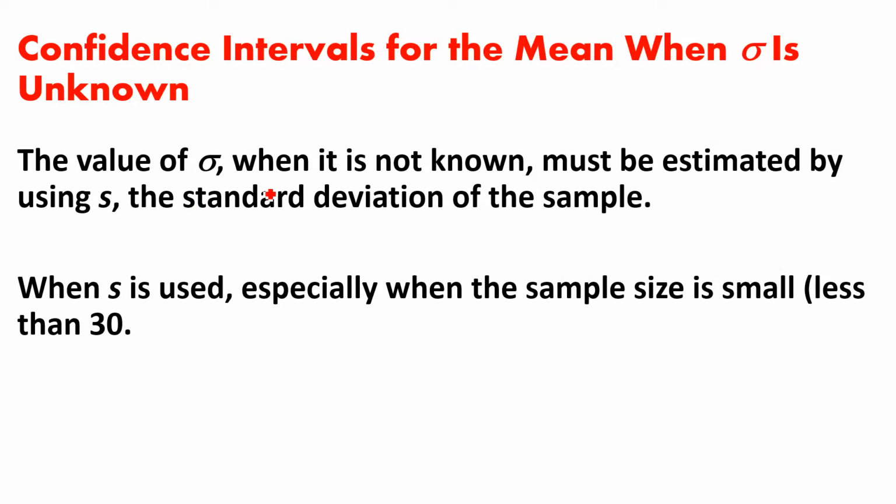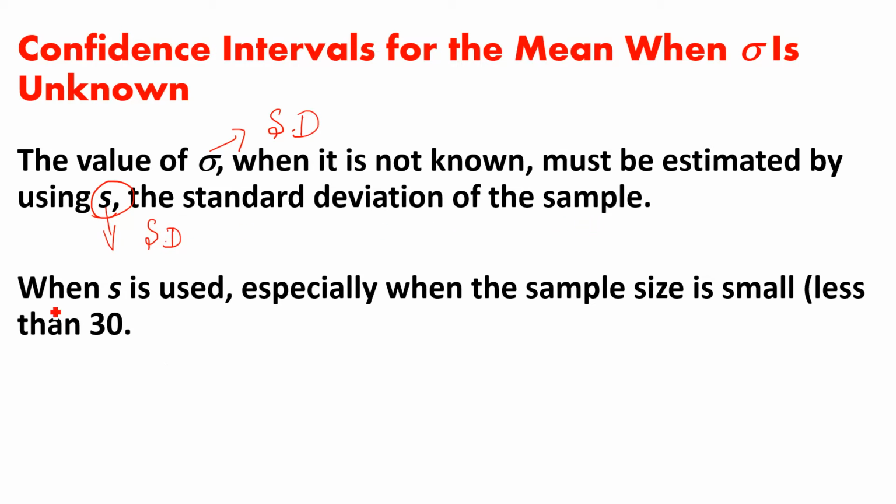So the value of sigma, and what is sigma? Sigma is the standard deviation of the population. When it is unknown, it must be estimated by using S. If sigma is not given, then we will use S in our formula. So what is S? S is the standard deviation of the sample. The standard deviation of a sample we will use.